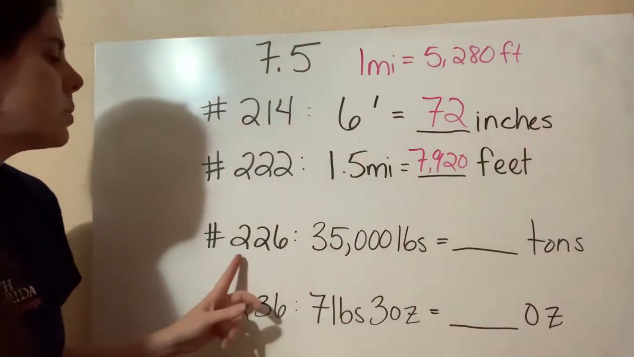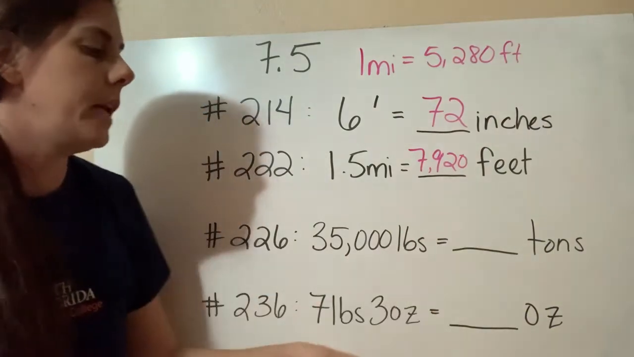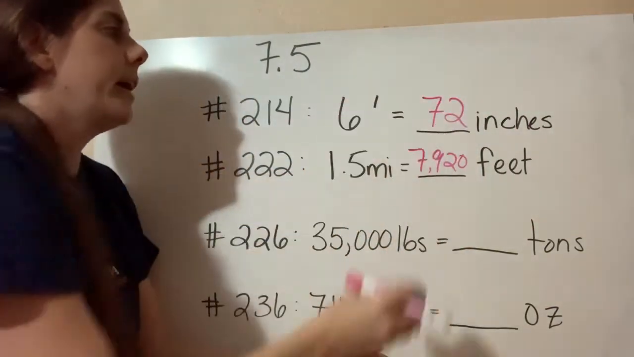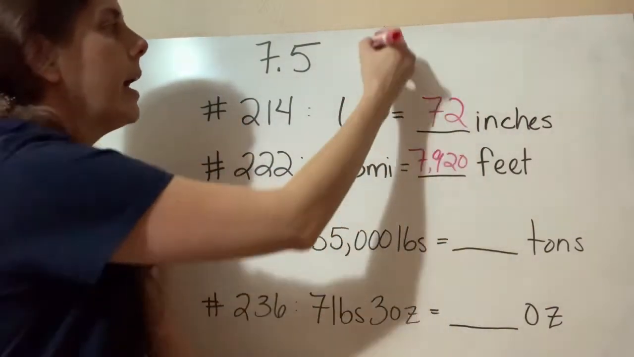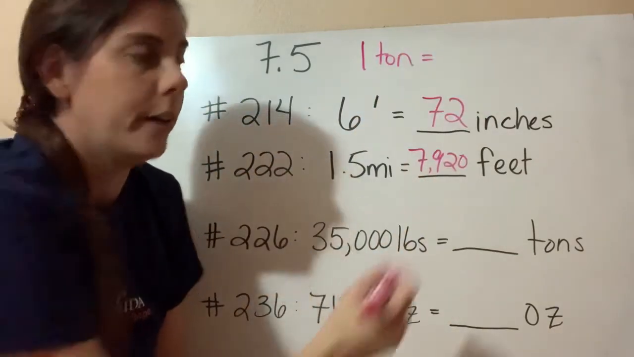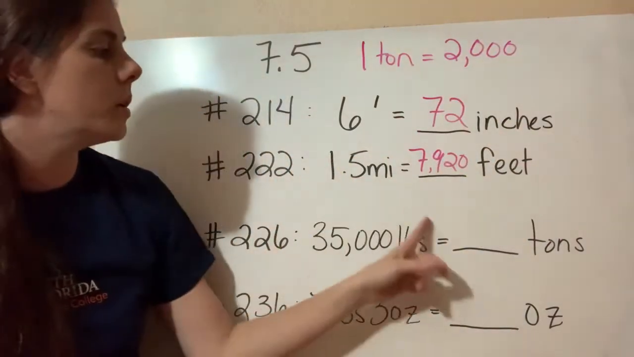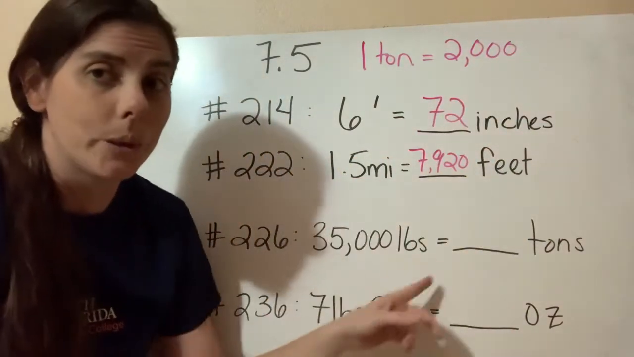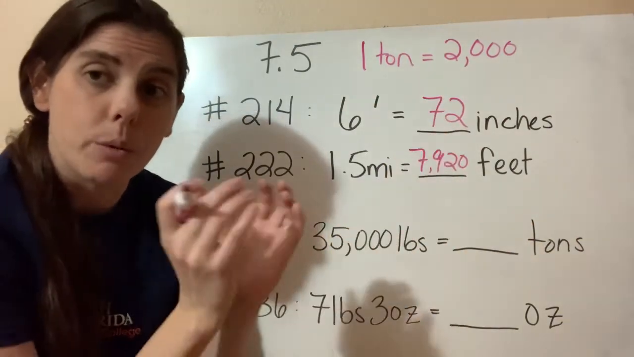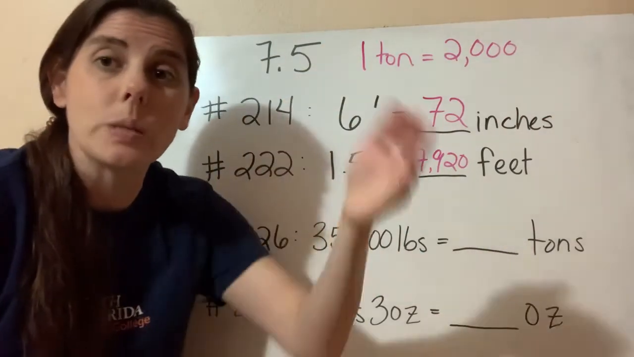All right, our next one is a weight. 35,000 pounds equals how many tons? What we need now is our unit rate. How many pounds do we have in 1 ton? We have 2,000 pounds. In this one, we're starting with the smaller unit, since a pound is less than a ton. So we're starting with the smaller unit measurement and going bigger, which means we're going to be dividing.